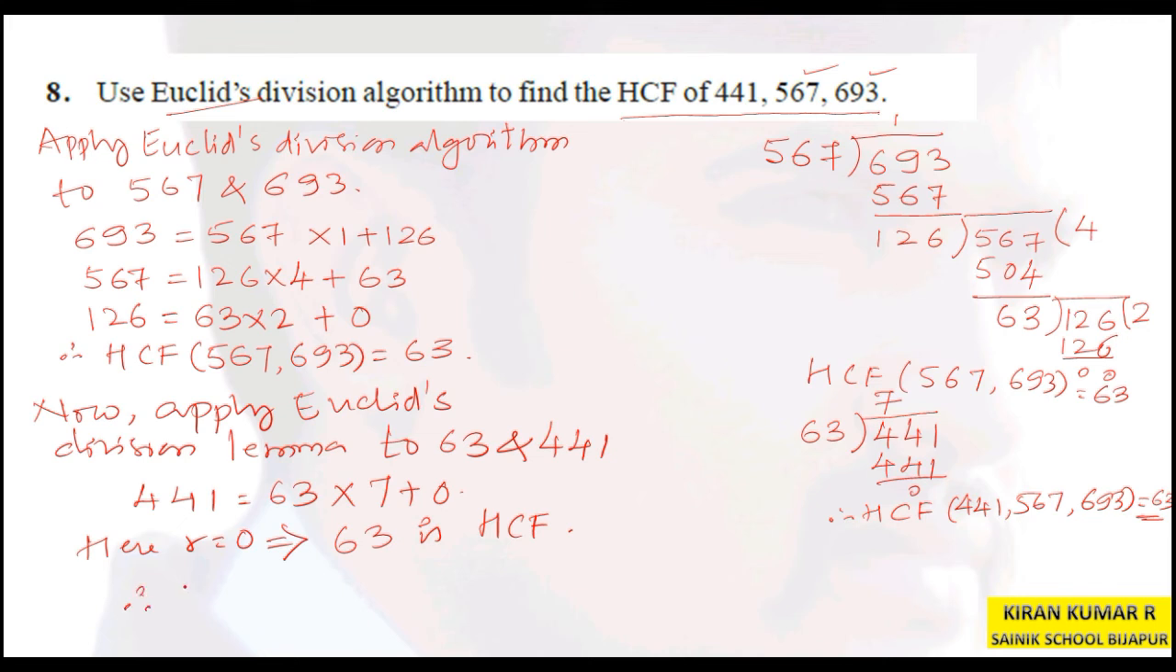Let me write the result here. Highest common factor of 441, 567 and 693 is 63. It's very easy. I have taken here 567 and 693 in the beginning. You can consider any two of these three numbers. The same procedure is followed and the same result will be obtained.